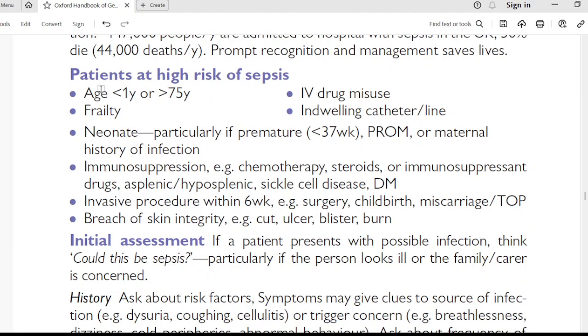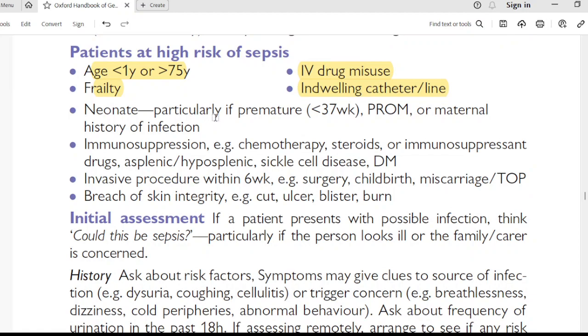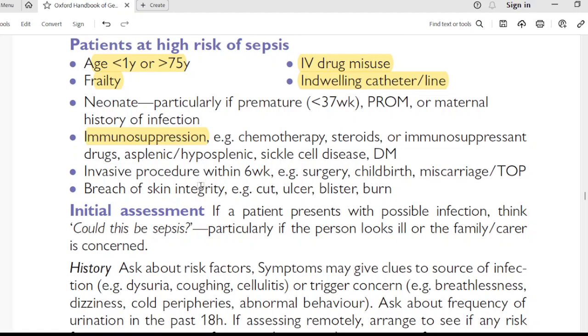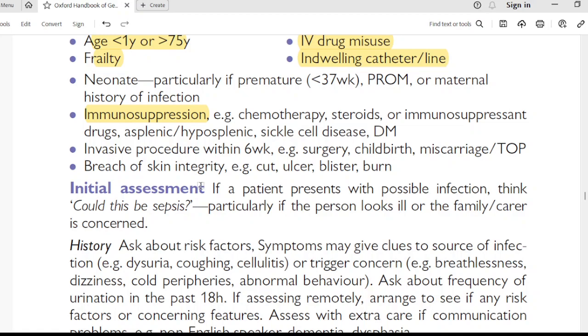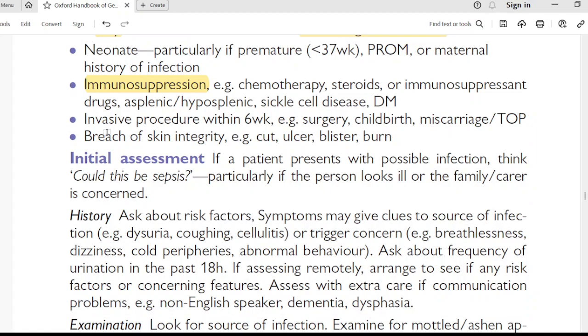Patients at high risk of sepsis are age less than 1 or more than 75, frailty, IV drug misuse, indwelling catheter line. Neonate, particularly if premature, less than 37 weeks, premature rupture of membranes or maternal history of infection. Immunosuppression, for example chemotherapy, steroids or immunosuppressant drugs, splenic or hyposplenic sickle cell disease, diabetes. Invasive procedure within 6 weeks, for example surgery, childbirth, miscarriage, TOP. Breach of skin integrity, for example cut, ulcer, blister, burn.